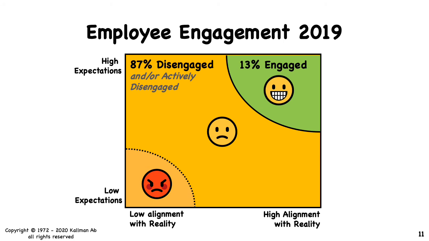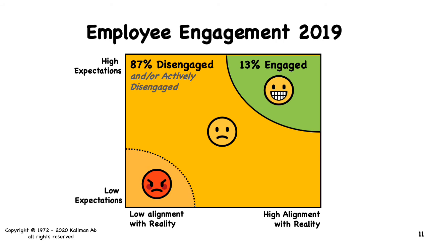This last slide, this was just the employee engagement from the Gallup poll back in 2019. Basically, only 13% of your people are engaged. 87% are disengaged, and or actively disengaged down there in the lower left corner. I think that was somewhere around 20%. And then like 67% were just disengaged.